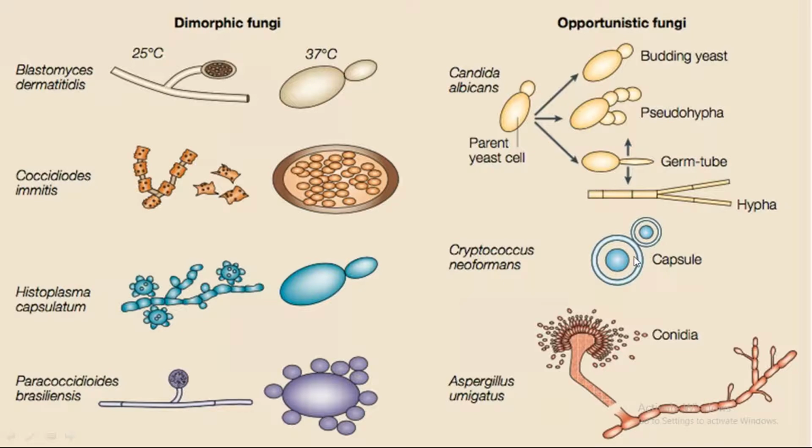So it also grows by budding. This has a large capsule. You might remember they have a large polysaccharide capsule and they divide by budding. Then there is Aspergillus, about which we will discuss today. So different types of conidia will form. They have septate hyphae and these are hyaline hyphae.